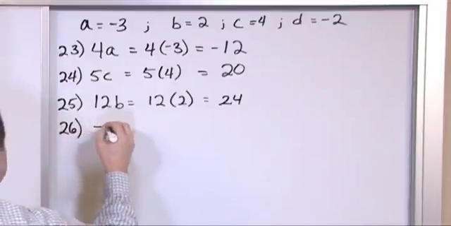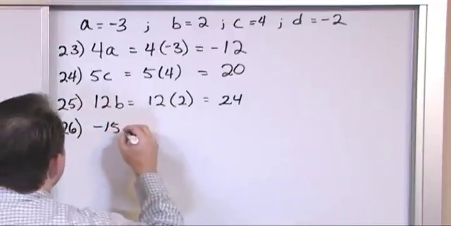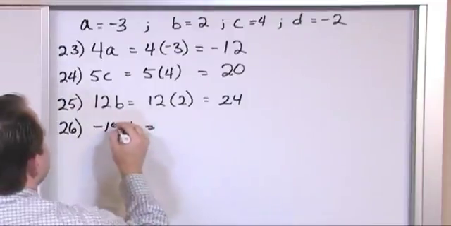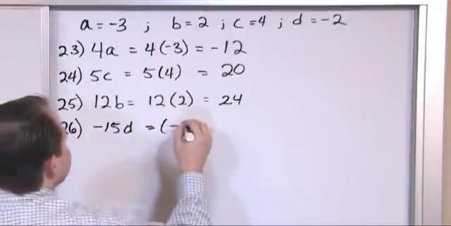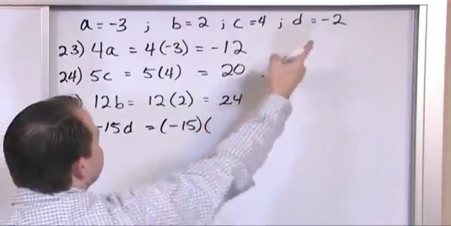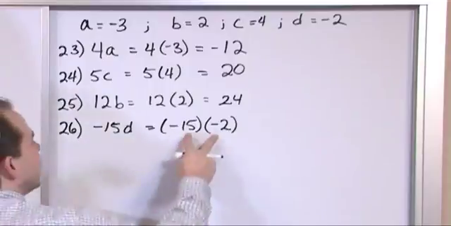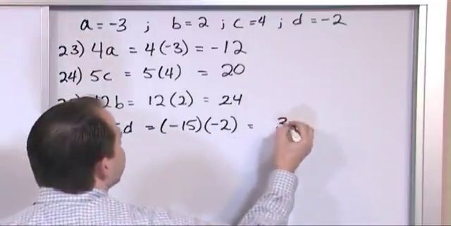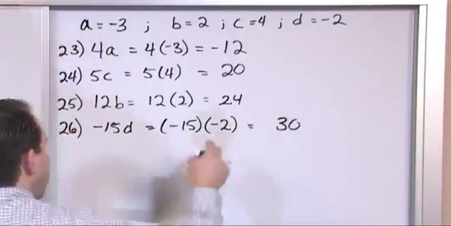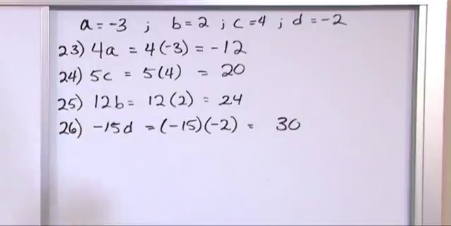What if you had negative 15 times d? So you have negative 15, and d is negative 2. And so what you need to do is, look, 15 times 2 is 30. Negative times negative gives me positive, so there's nothing else to do there. It's already positive.